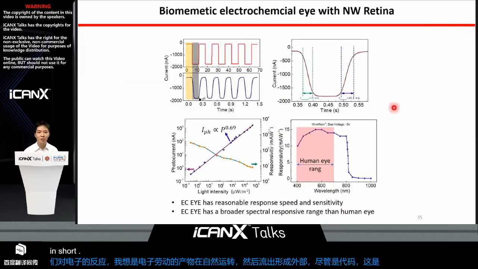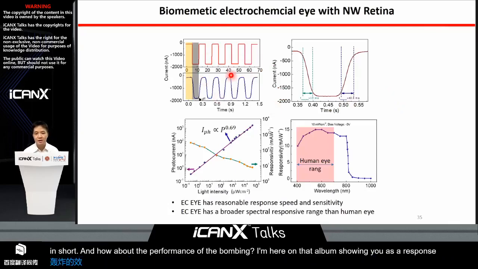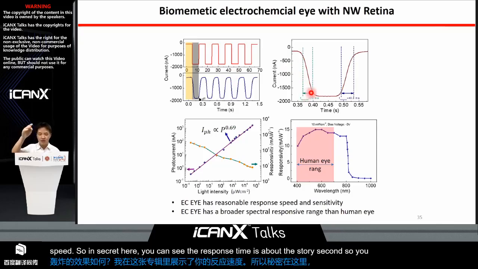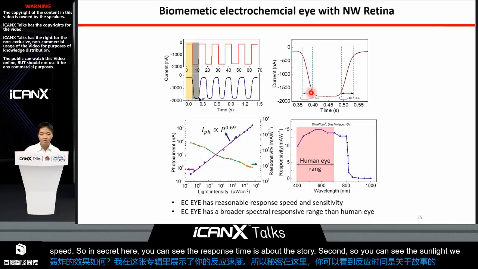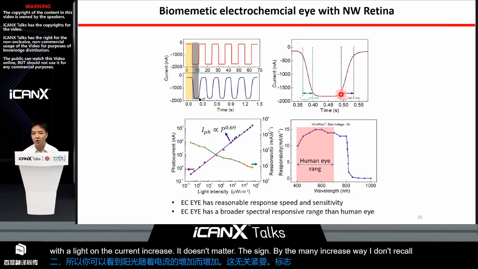And how about the performance of the biomimetic eye? Here on the top, I'm showing you the response speed. In the figure, you can see the response time is about 32 milliseconds. With the light on, the current increases. It doesn't matter the sign, but the magnitude increases, right? And the recovery time is around 40 milliseconds.